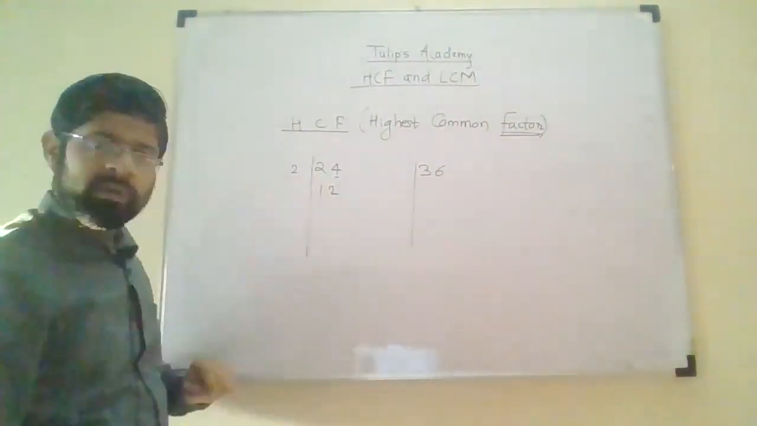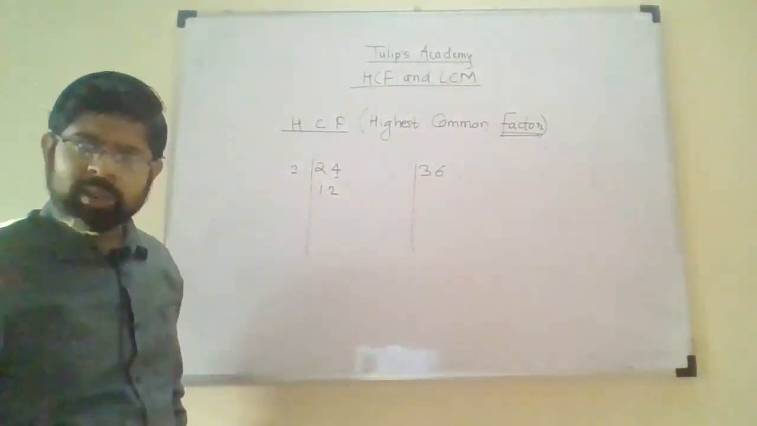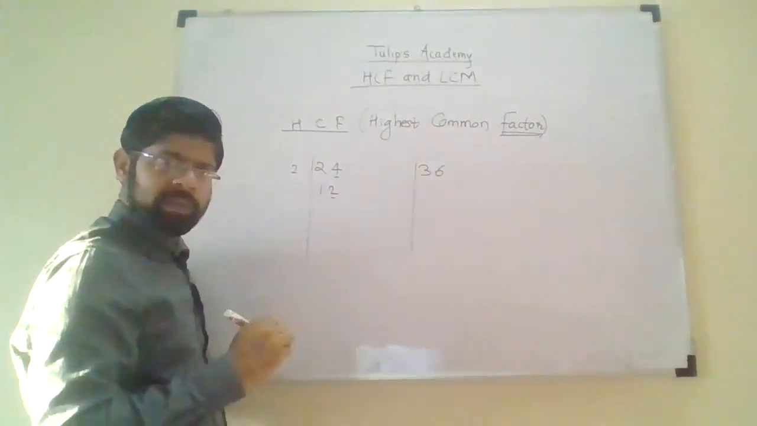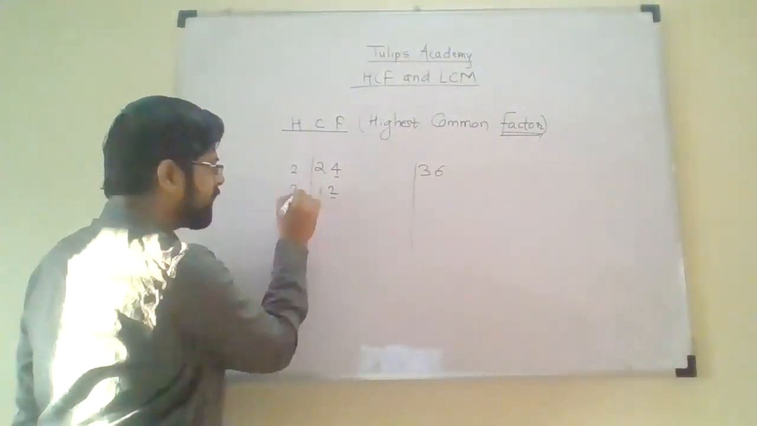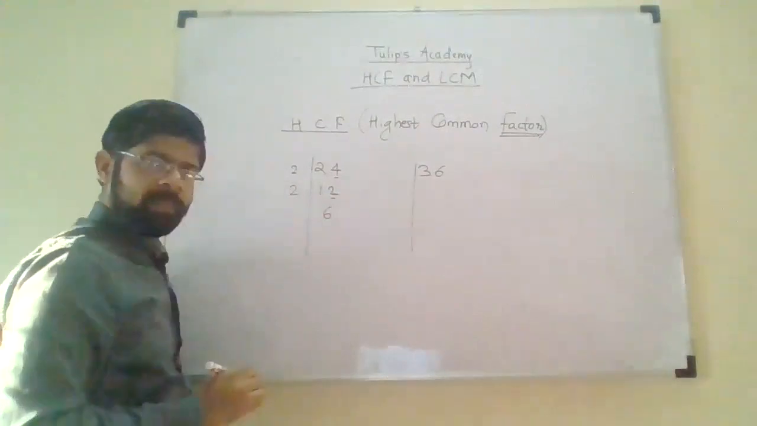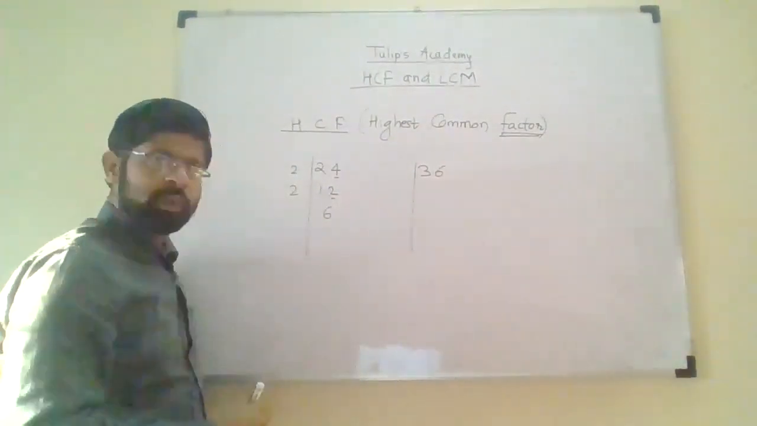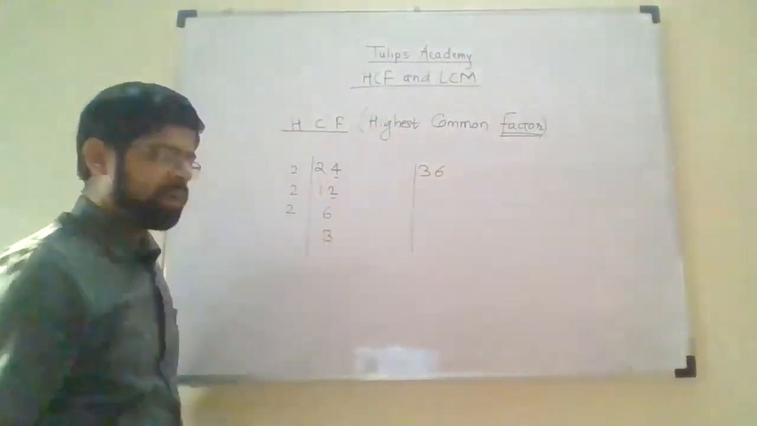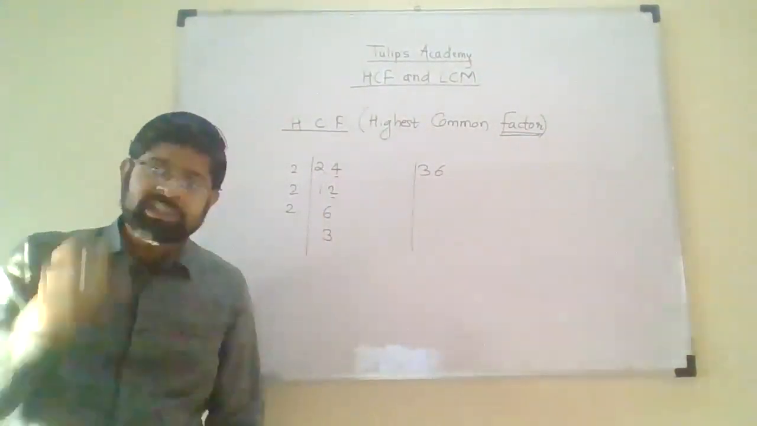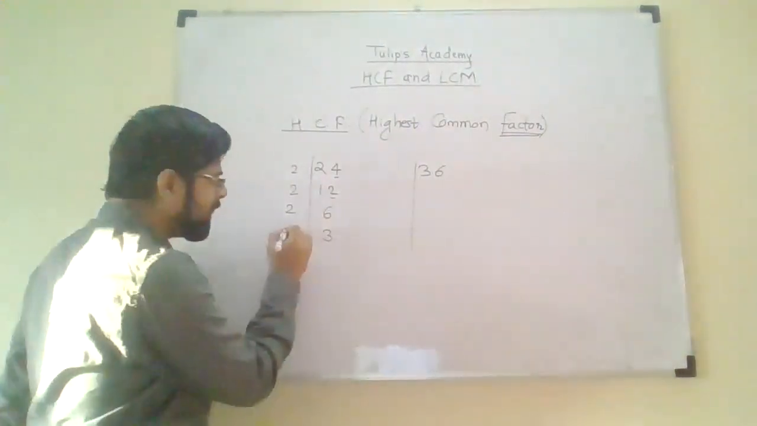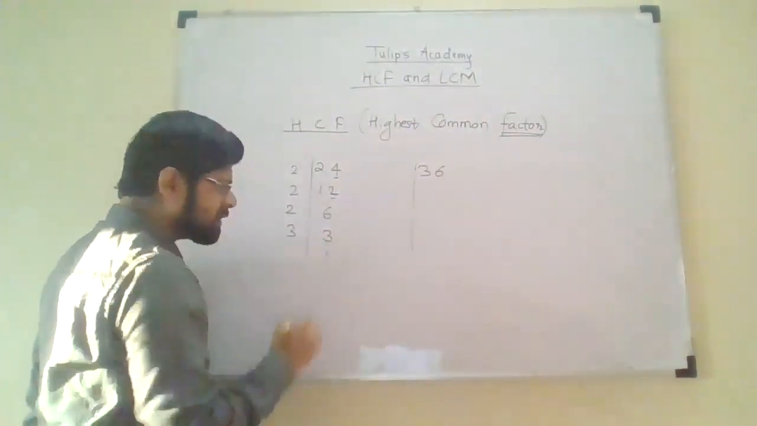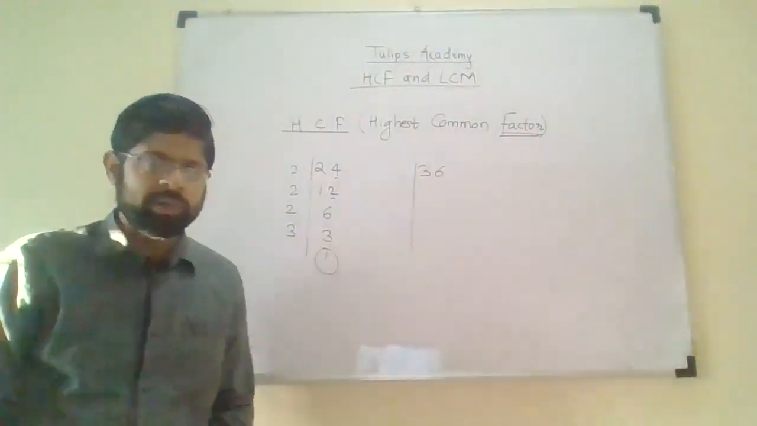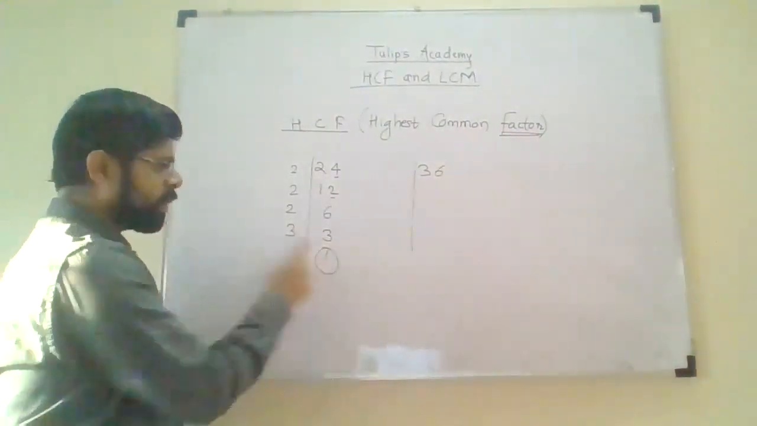Now consider 12 and check whether 12 is divisible by 2 or not. Yes, the units place of 12 contains 2, so it is also an even number and also divisible by 2. So 12 divided by 2 is 6. Now check whether 6 is divisible by 2 or not. Yes, so 6 divided by 2 will be 3. Now 3 itself is a prime number, so it can only be divided by 3. So 3 divided by 3 is 1. Continue the operation till you get 1 here. It's very important.